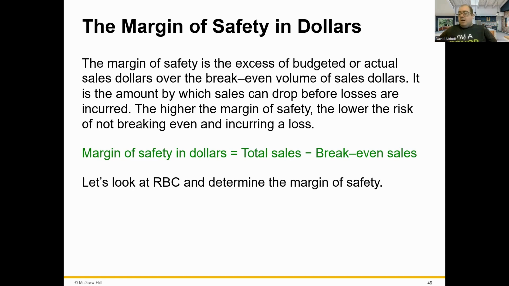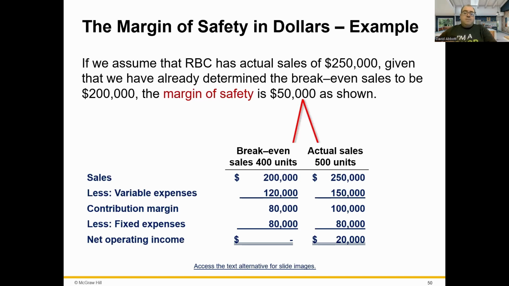But again, this is helpful to us because we're trying to figure out how much over the break-even we have. And obviously our goal isn't to break even, our goal is to make a profit. But this is one way that we can look at it.